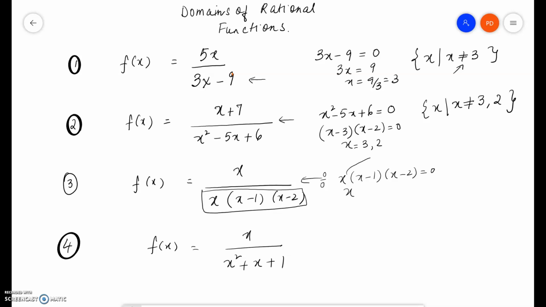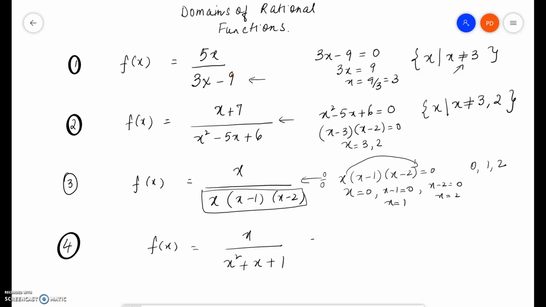So that would be x equals 0 or x minus 1 equals 0, which means x equals 1, x minus 2 equals 0, which means x equals 2. So all reals except 0, 1, and 2 are part of the domain. So when I say what's the domain, I'm looking at all possible values of x that'll give me a well-defined number. So anything other than 0, 1, 2 will give me a real number value. If I plug in a 0 or a 1 or a 2, I get a 0 in the denominator, which is a problem. It's undefined.